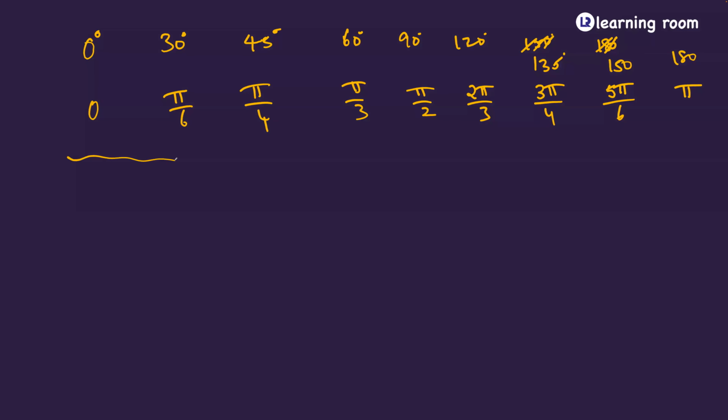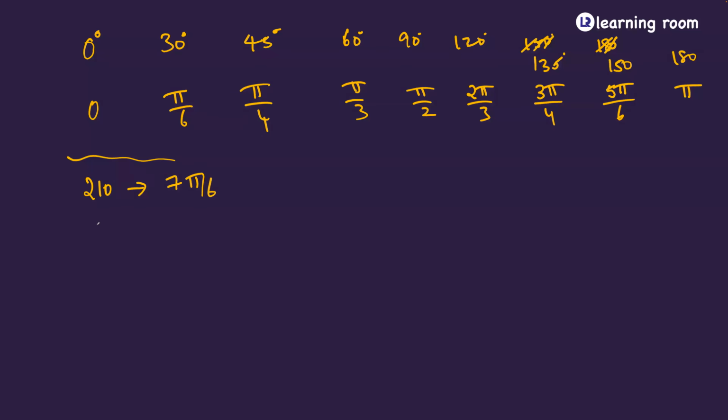After this, what do you have? 210 is there, no? So 210 corresponds to how much angle? Basically 210, nothing. It's very simple. I'll tell you. 210 is how many times 30? 7 times pi by 6. So 7 pi by 6. And 150 is 5 times 30, so 5 pi by 6.